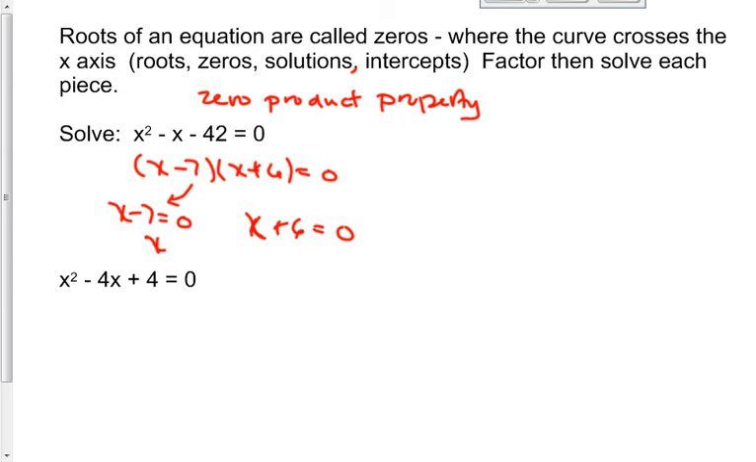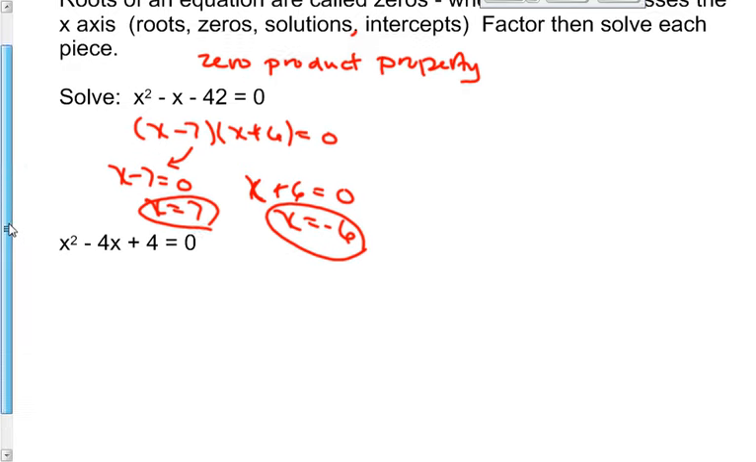Add your 7 on both sides, subtract your 6 on both sides. That is how you find the solutions to an equation. These would be the two spots where this curve crosses the x-axis, crosses at 7, crosses at negative 6.